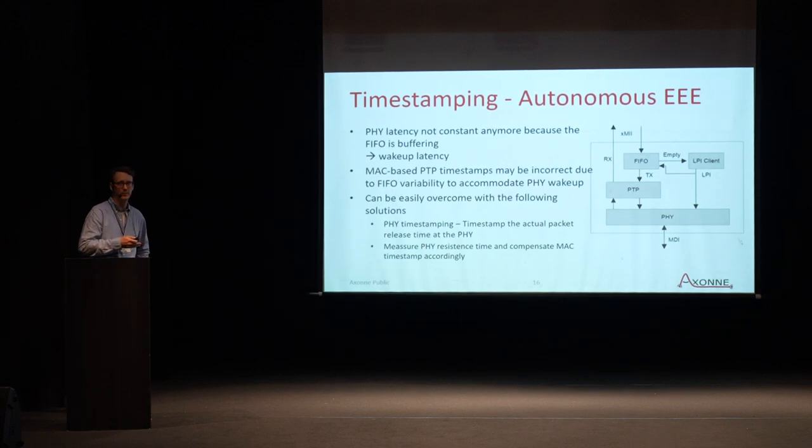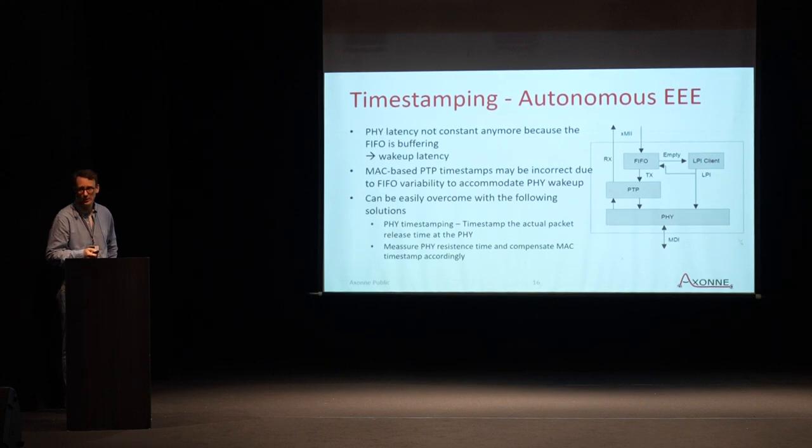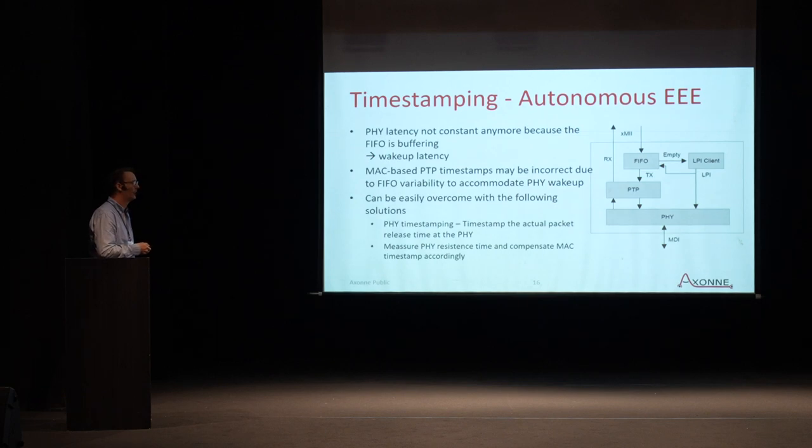This autonomous energy efficient Ethernet also comes with a bit of an implication, I would say. It's not really a drawback. The implication is that you can't use MAC timestamping anymore. Because as soon as you have FIFOs in your device, a FIFO always implies variable latency, because that's how a FIFO works. If the MAC is doing timestamping and saves PTP timestamps, they aren't potentially accurate enough anymore. So the solution, and this is something which I think everybody has in the PHYs as of today, is to have PHY timestamping and just take the timestamps in the PHY, and then the problem is gone.